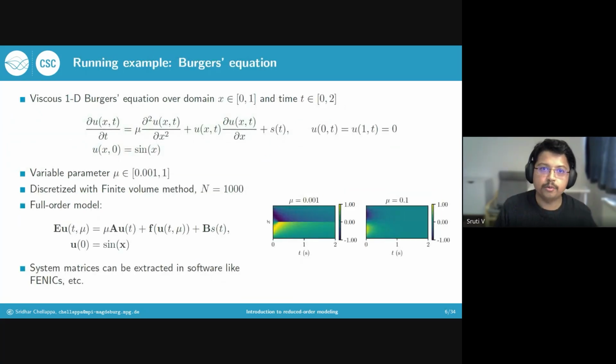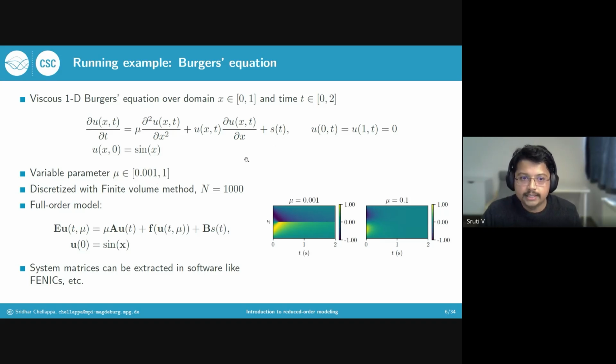Let's move ahead. I'm going to use this example of a Burgers equation as a running example throughout this talk to illustrate the relative merits and demerits of the different methods that I will talk about. So this is just a 1D partial differential equation in the spatial domain 0 to 1 and time 0 to 2. Here are two examples of the snapshots of these. The parameter that I want to vary is going to be the mu, which is the viscosity of the Burgers equation. And I will vary this in the range from 10 to the minus 3 to 1.